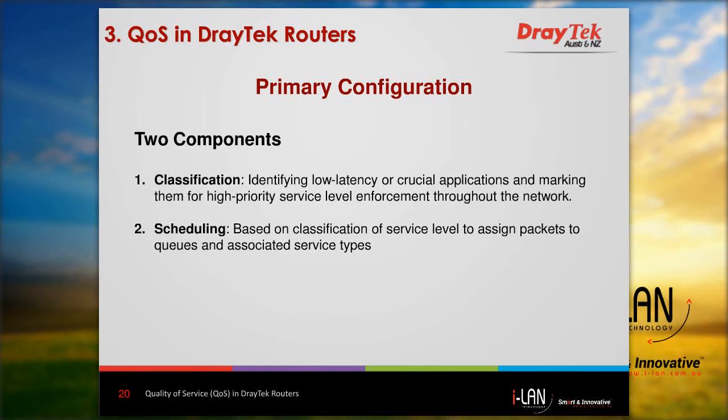So in DrayTek Routers, there are two components which are used in the primary configuration of quality of service. The first is classification, which is used to identify low latency or crucial applications and mark them with a high priority service level enforcement throughout the network. The other component is scheduling, which is based on the classification of the service level, so it can assign packets to queues or associated service types.